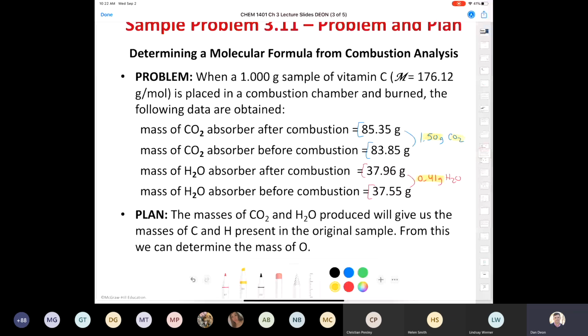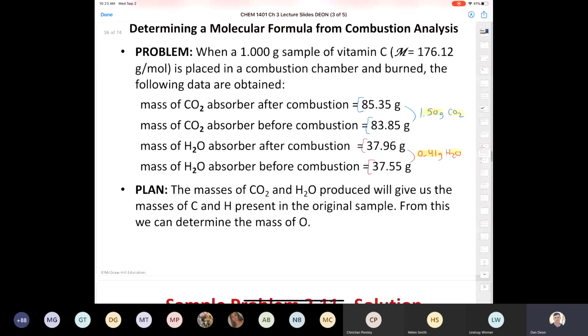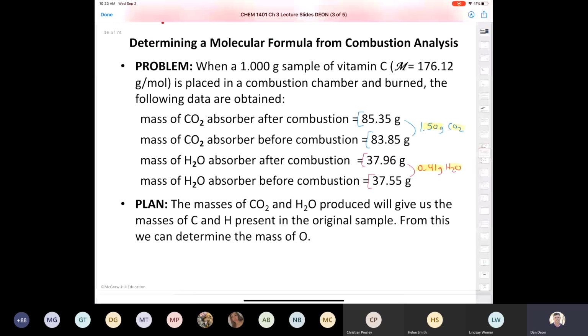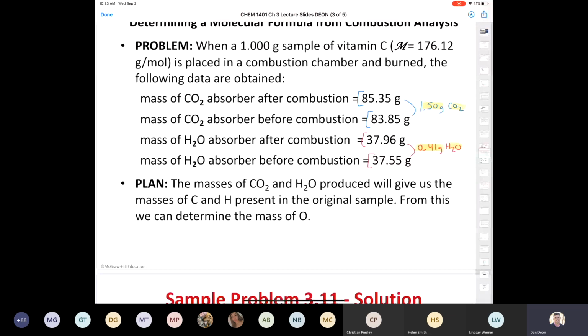All right, so what it's asking us to do is determine the molecular formula based off the combustion analysis. So it says here, the plan is that the masses of carbon dioxide and water produced will give us the masses of carbon and hydrogen present in the original sample. And then from this, we can determine the mass of oxygen.